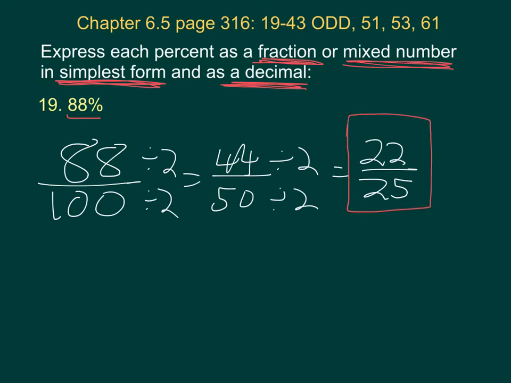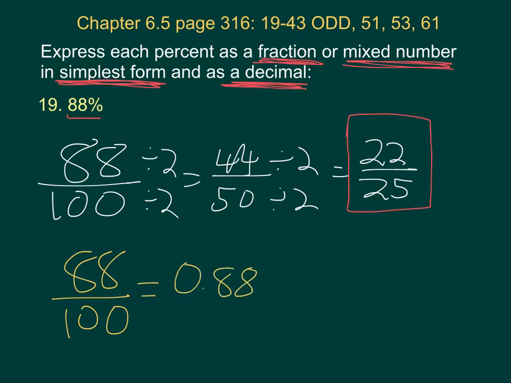So how do we convert 88% to a decimal? Well, we just divide 88 by 100, and that gives us 0.88. Another way to think about it is to take 88.0% and just move that dot over 2 steps. And you'll get 0.88.